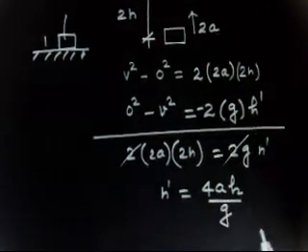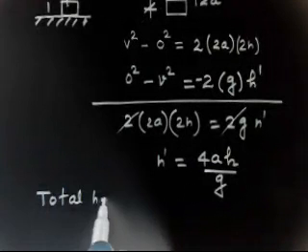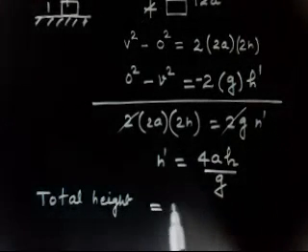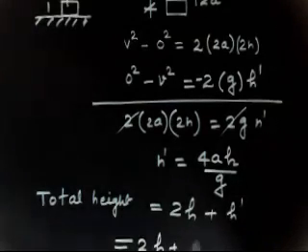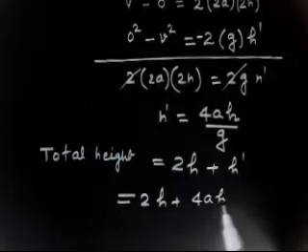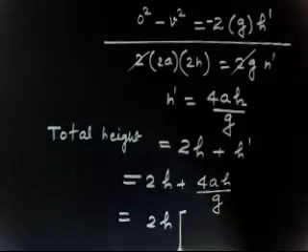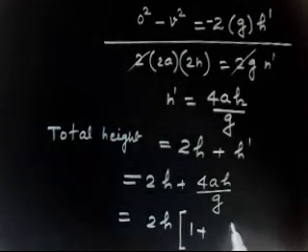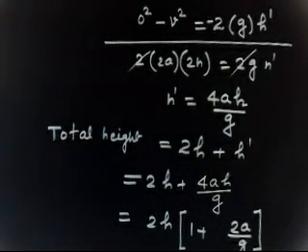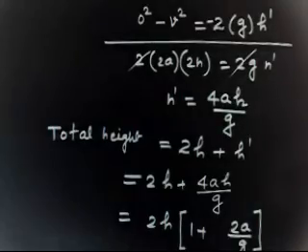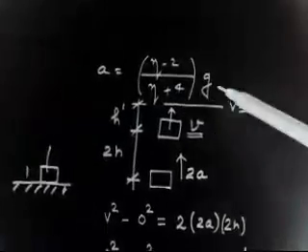And what is the total height reached by object 2? Initially it has moved a height 2h, plus h dash. So 2h plus h dash is 4ah divided by g. If I take 2h common, it will be 2h into 1 plus 2a by g. And what is the value of a? We have already solved for acceleration. You see here in the top, a is (eta minus 2) divided by (eta plus 4) into g.